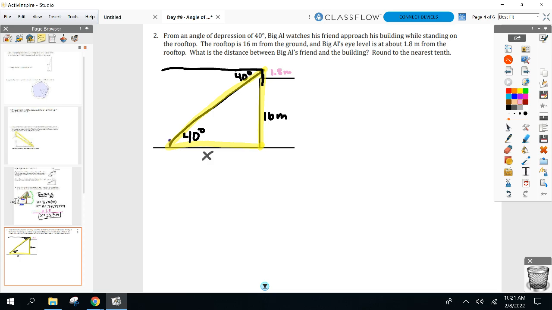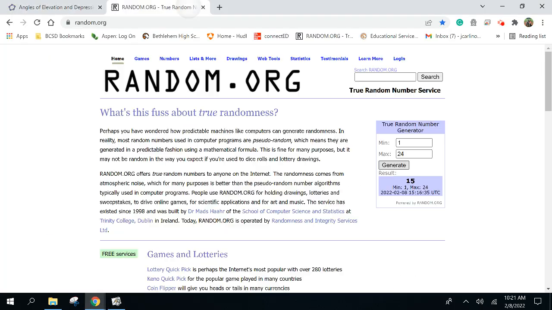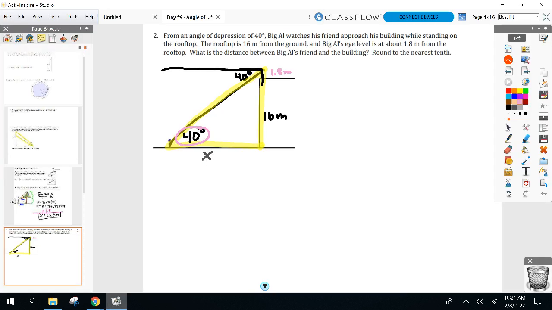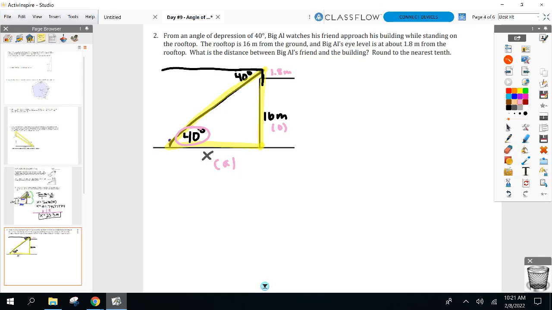For the next one, 40. What's the 16 and the X if I use 40? 12. What's the 16 here? 16 is opposite. Yes, it is. And X is? Adjacent. So I can use which ratio? Which ratio can we use here? Tangent. Yep. Tangent of 40.